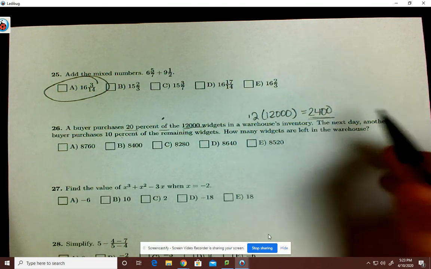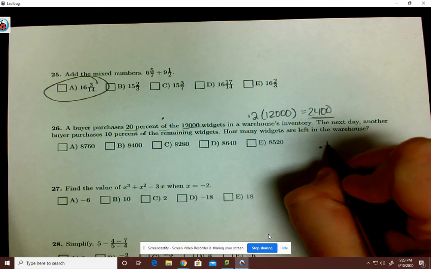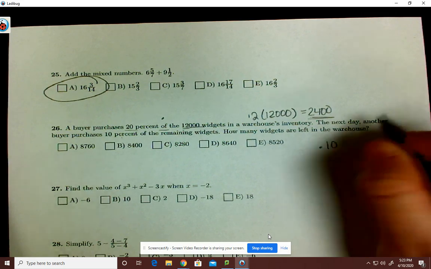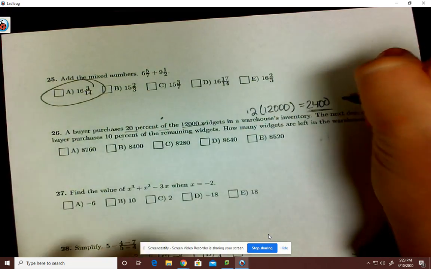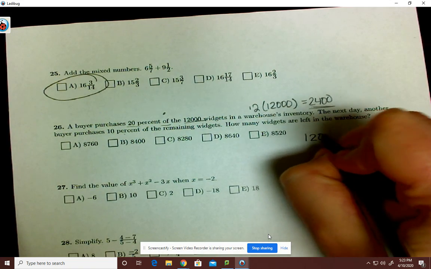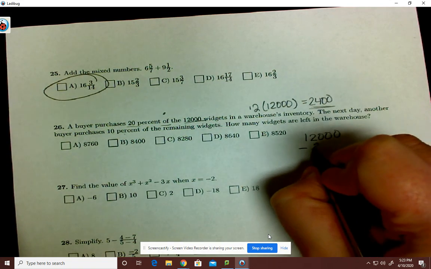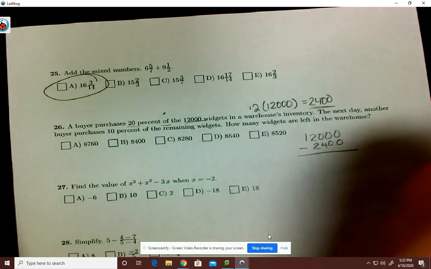These are the remaining ones. So I need 10%. I'm sorry, I'm wrong. This is how many they bought. So if there are 12,000 widgets and they bought 2,400, I need to subtract that to see how many are left.